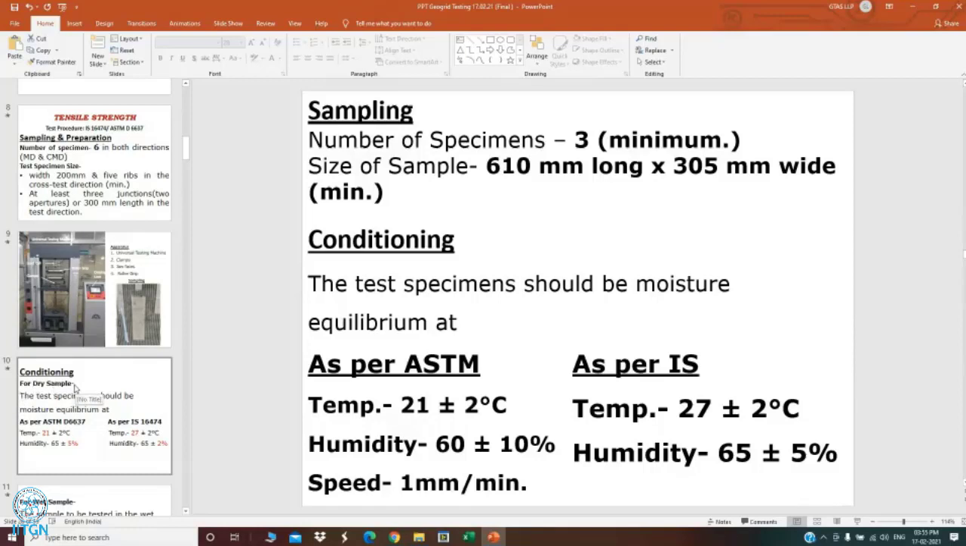What is the time we have to condition? Anil? 1 hour. 1 hour. So 1 hour you have to maintain the temperature so that it comes to the standard laboratory temperature. That is important. That's called conditioning. So conditioning is going to be required for us.